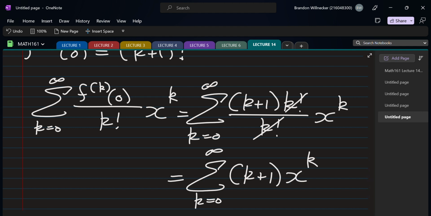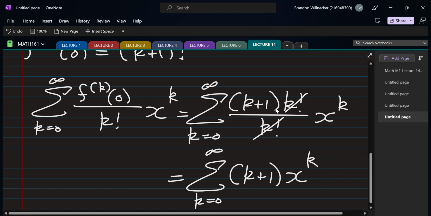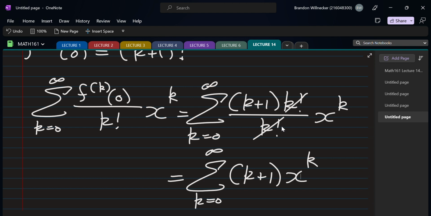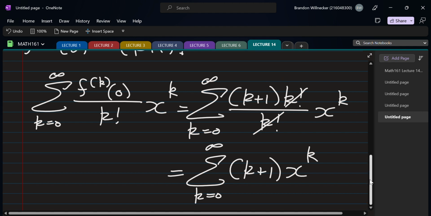Okay. So this one over here, if you didn't cancel it, that's fine. If you write the top part as k plus 1 factorial and the bottom part as k factorial, that's fine. But you could cancel it and make it simpler. Okay. Maybe if there's follow-up questions, it will help if it's simpler. But it's not needed.